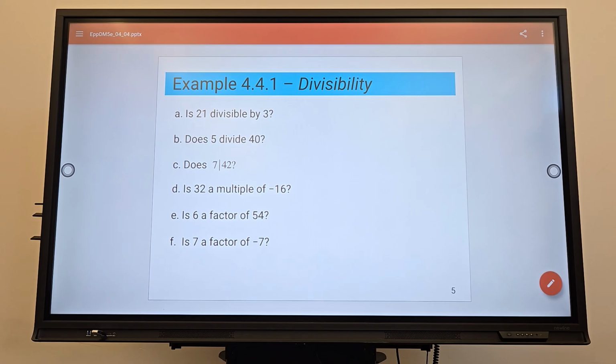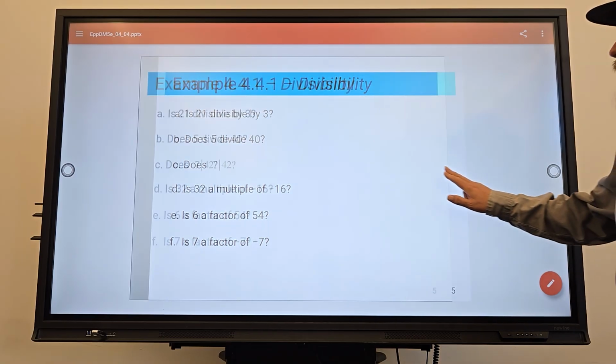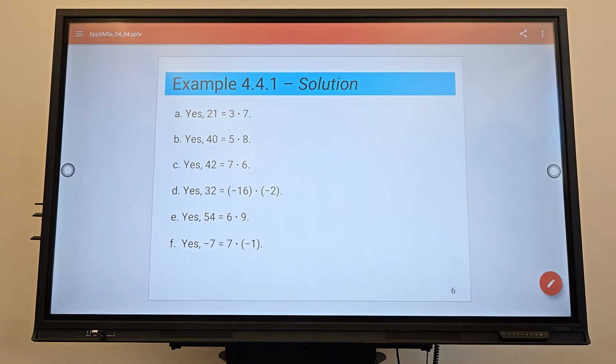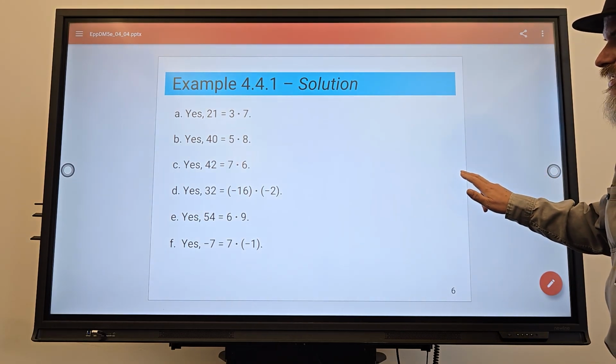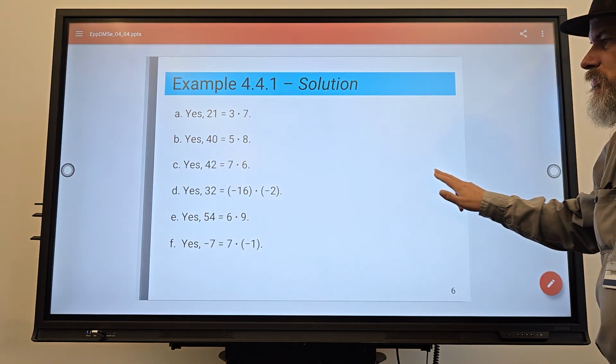Simple math here. Yes. All yeses on this one. Basic math. Takes you back to maybe 4th grade. But yeah, negative numbers can be factors of numbers as well.